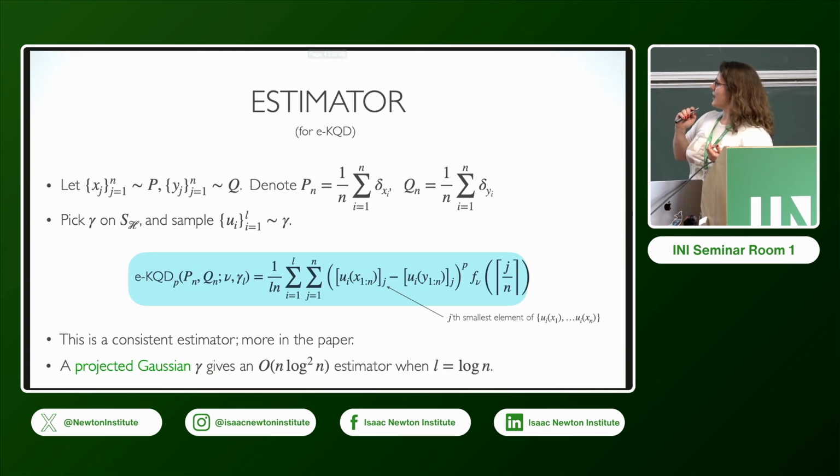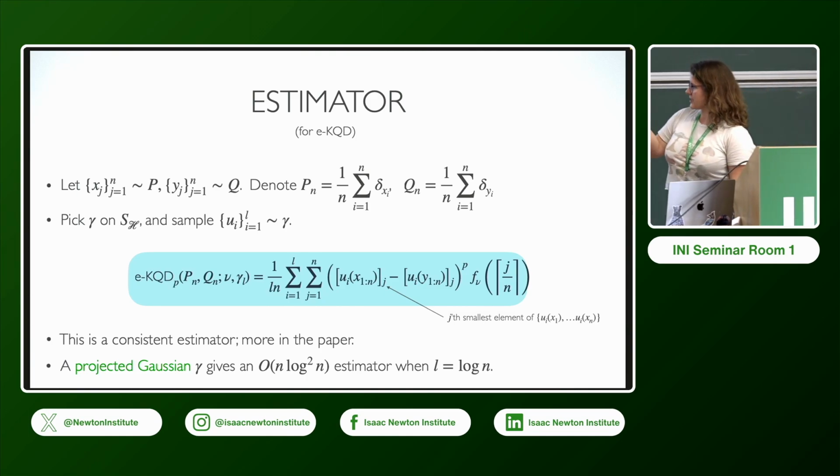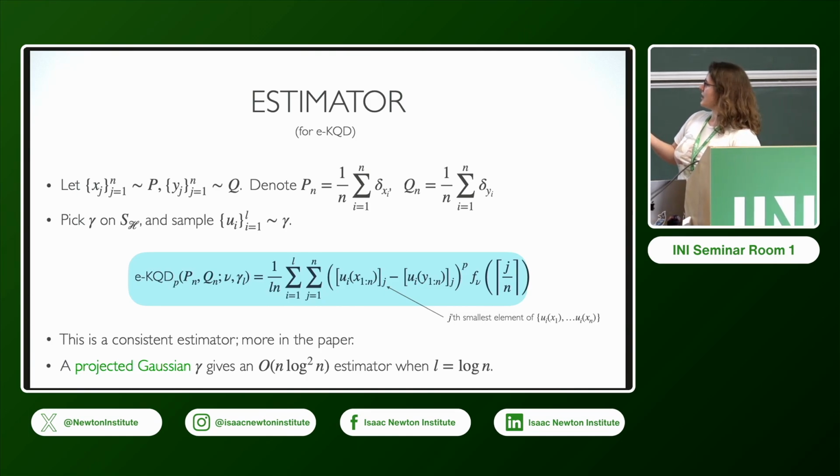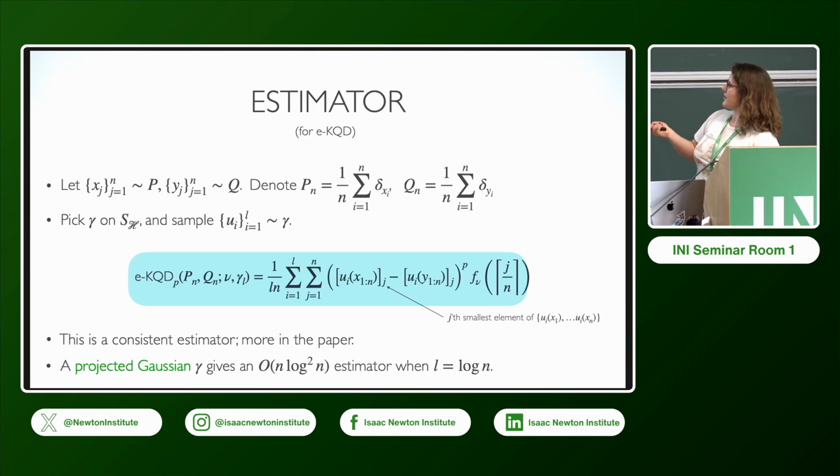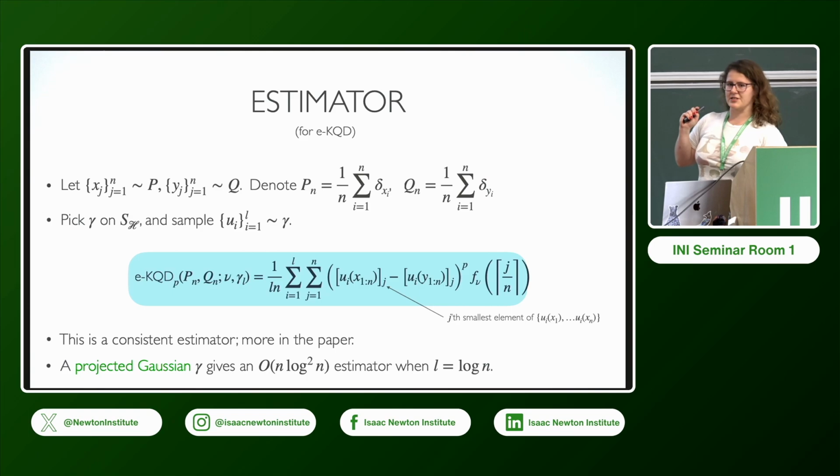Instead, we suggest a projected Gaussian gamma, meaning it's a projection of a gamma prime that's Gaussian on the entire RKHS. And we suggest a sampling scheme under which the estimator has complexity of n log squared n for this choice of L. And in experiments, we showed that this is competitive against MMD estimators of comparable cost. Before I go to experiments, are there questions about it?